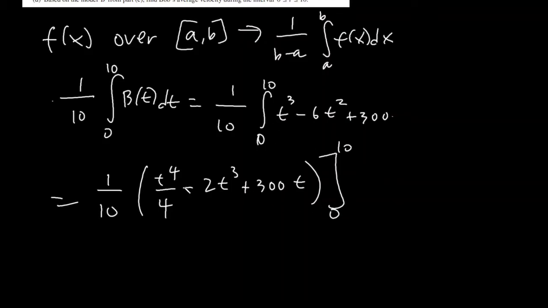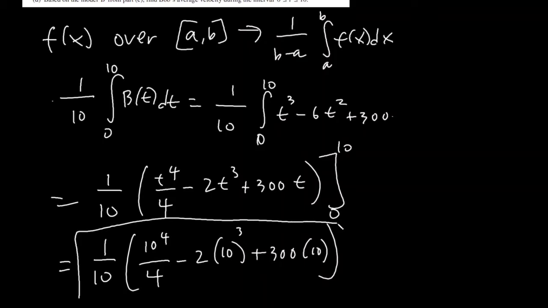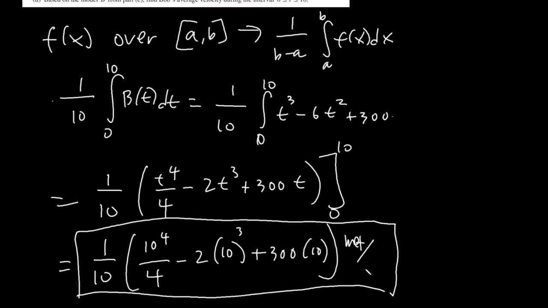Notice if I plug in 0, it's just going to wipe everything out. I'm just going to get a whole bunch of zeros. So I'm just going to plug in 10. I'll get 10 to the 4th over 4 minus 2 times 10 cubed plus 300 times 10. And yeah, that's it. There's the average value of the velocity. The units for this are going to be the same as the units for velocity because this is the average velocity. And the units, remember, are meters per minute.